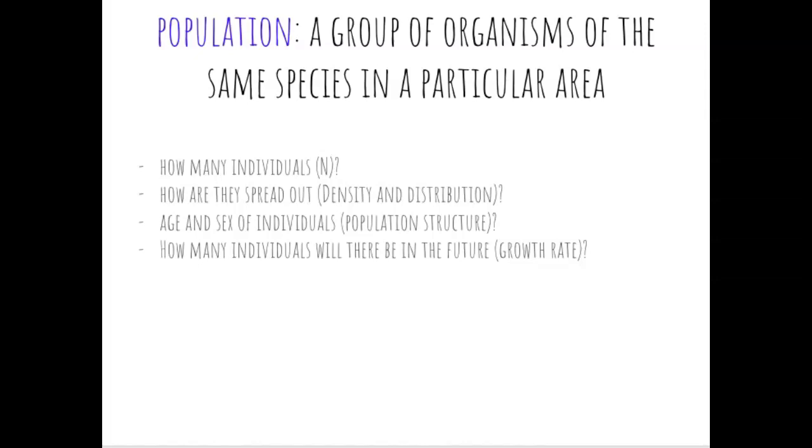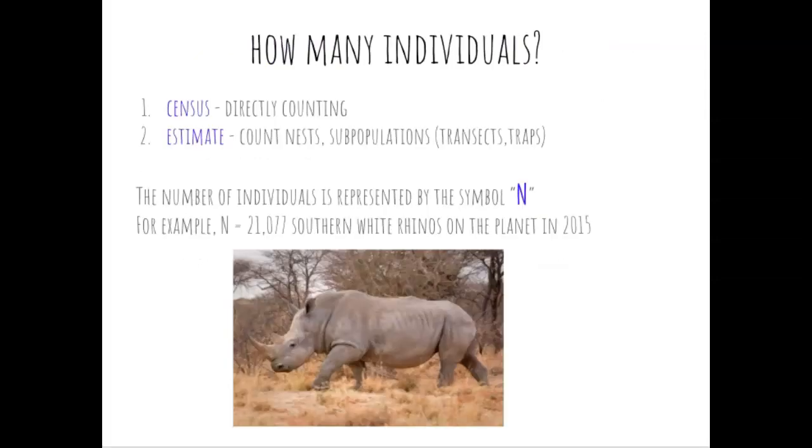We also need to look at the age and the sex of individuals. So there are different age structures. Is your population made of a lot of young individuals or older individuals? Is there an equal sex ratio? So an equal number of males and females, things like that. And that also relates to your growth rate, which is what determines how many individuals there will be in the future. So first we need to discuss how we can count individuals in a population.